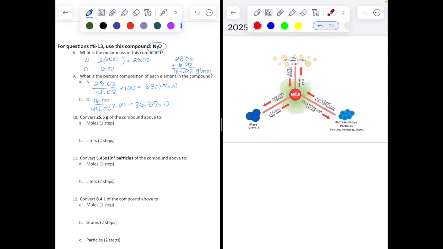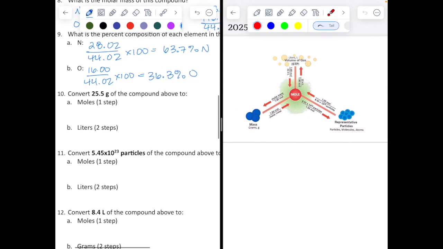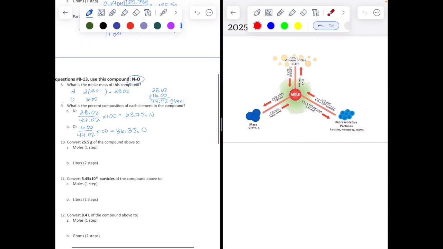All right, so it says convert 25.5 grams of N2O. We're going to convert that to moles, and then we're going to convert that to liters. Now, one thing I forgot to write on here is that all of this is at STP. That's going to allow us to use that 22.4 liters for molar volume.